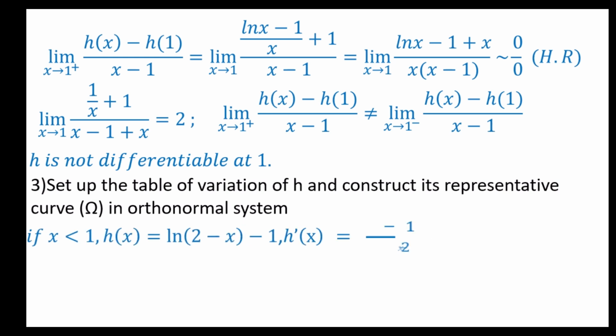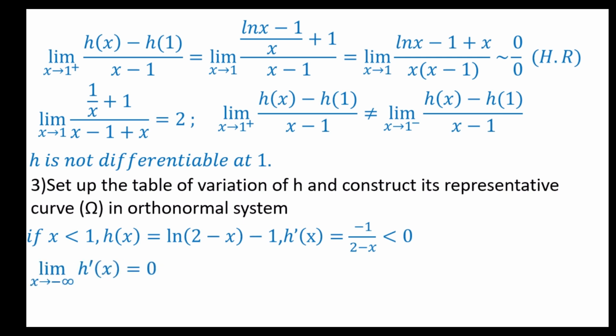h prime of x is minus 1 over 2 minus x. The derivative of minus 1 is 0. 2 minus x is positive over minus infinity 1. Minus 1 over 2 minus x is negative. So the function h is strictly decreasing over minus infinity 1.